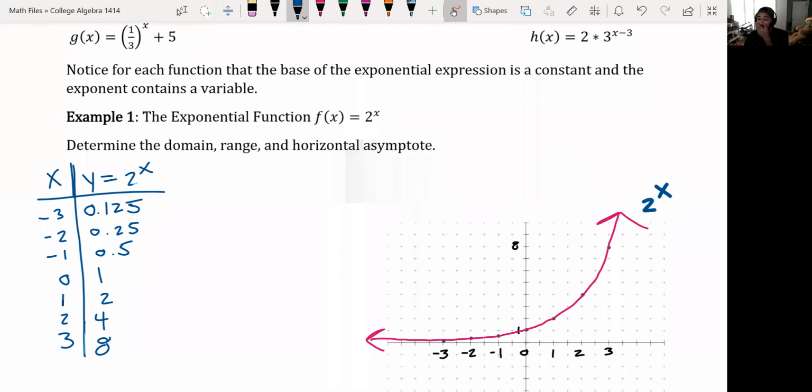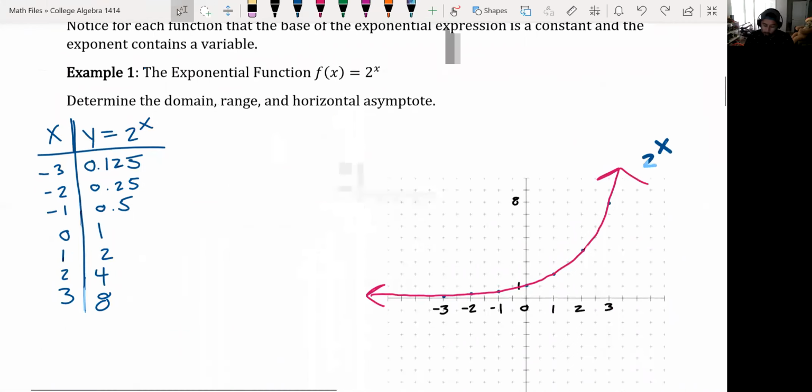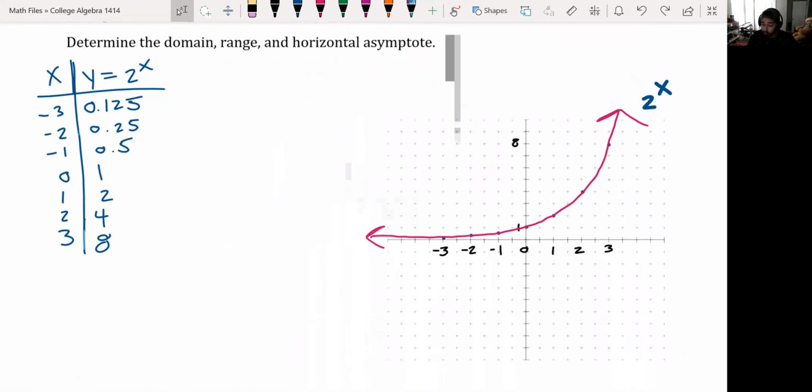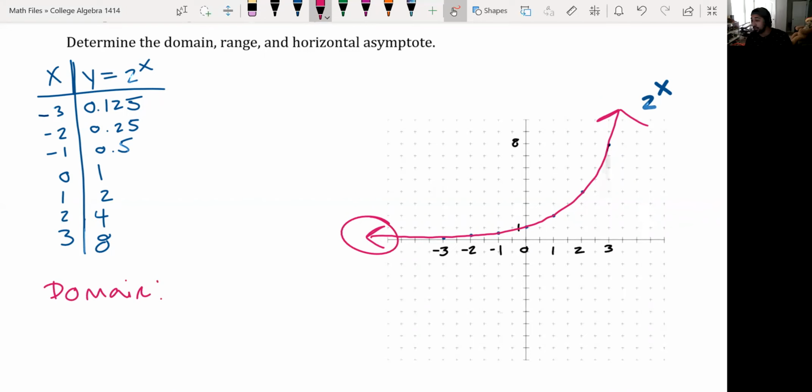Back to the notes. Okay. So this means that we determine the domain, range, and the horizontal asymptote. Well, from the graph to the right, the domain, this tail is headed towards negative infinity, and this tail is headed towards positive infinity as x gets larger and larger and larger towards infinity. So our domain is all real numbers.